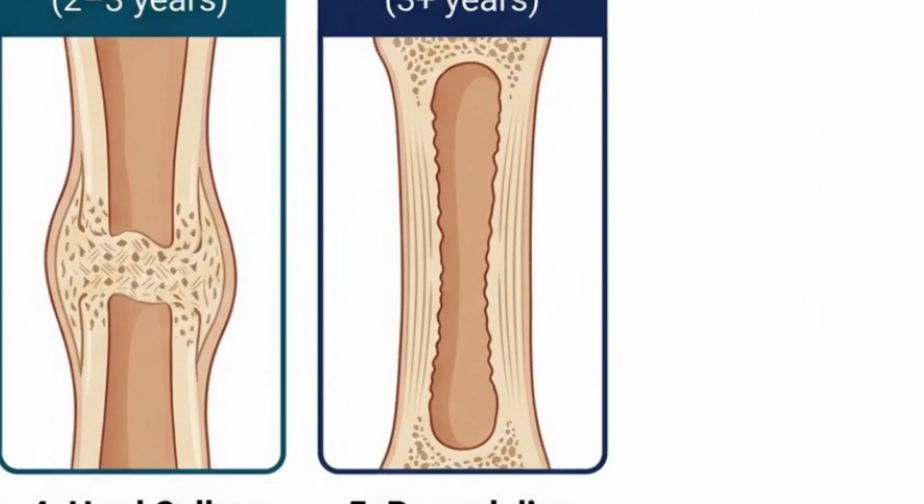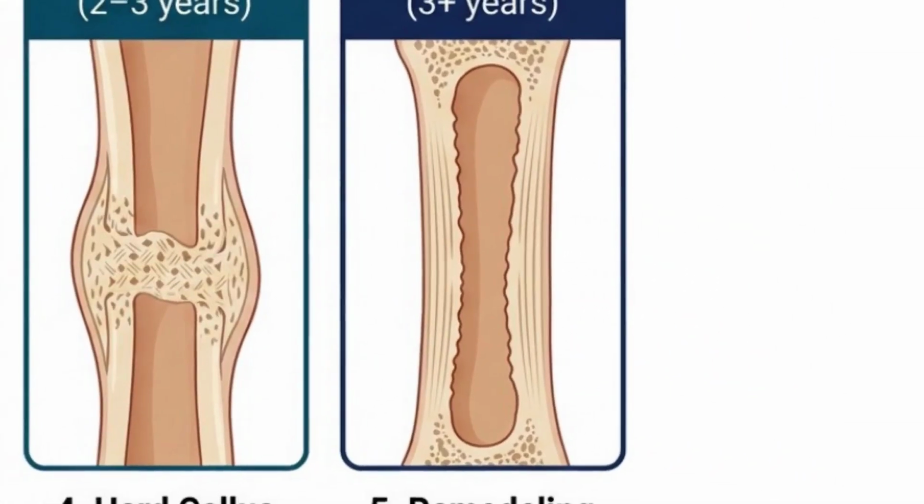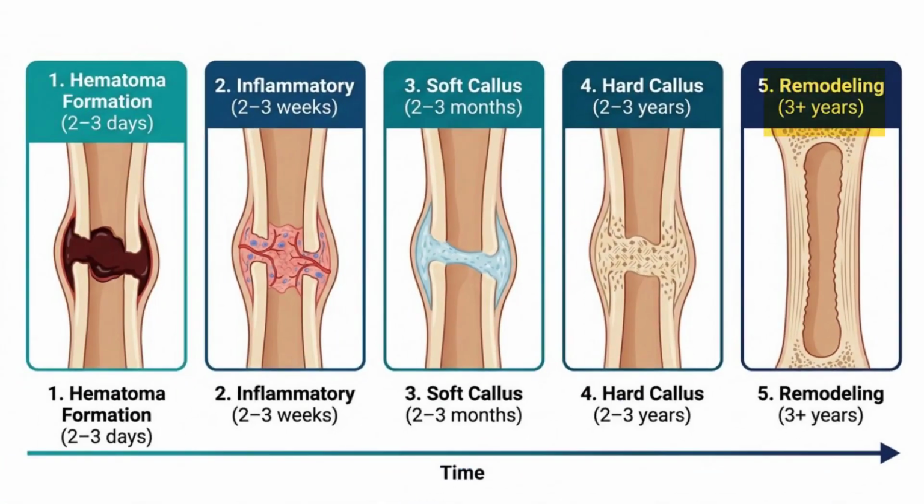Stage 5 is remodeling, which takes 3 or more years. Disorganized woven bone is replaced by ordered lamellar bone. The medullary canal is restored, and the periosteum and endosteum return to normal architecture.